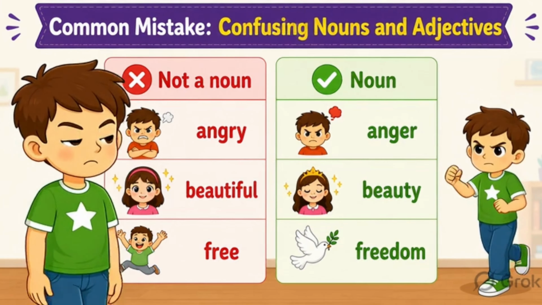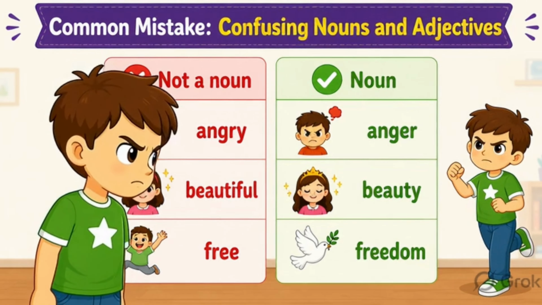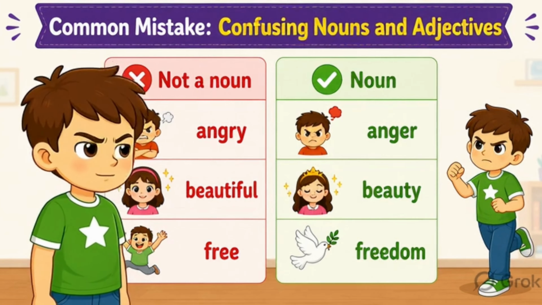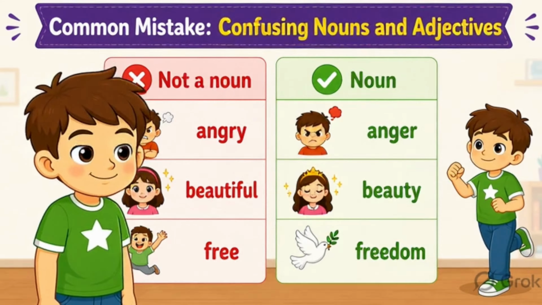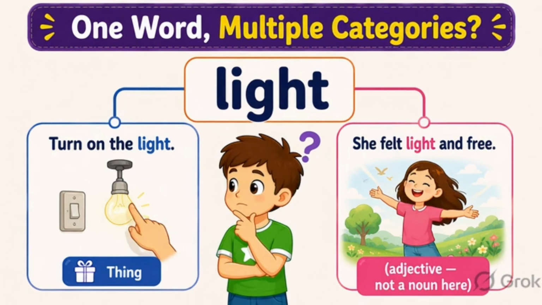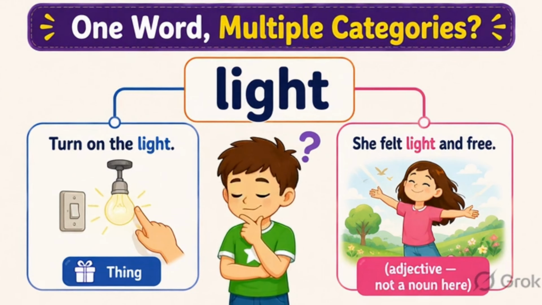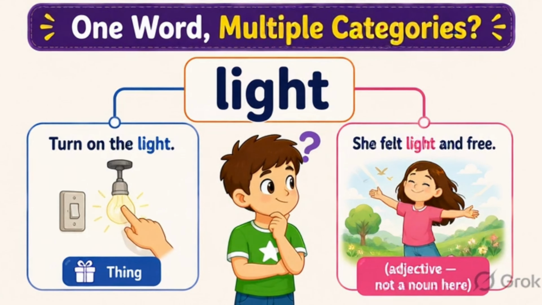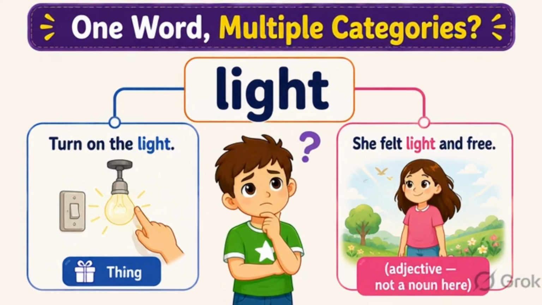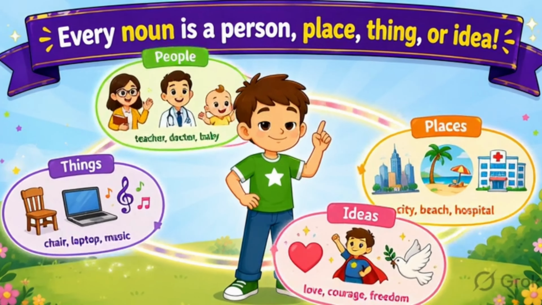Watch out for this common mistake. Angry is not a noun, it's an adjective, but anger is a noun. The word form matters. Sometimes the same word can change category depending on how it's used. Light as an object is a thing noun, but light describing a feeling is an adjective. Context is everything. Amazing work!